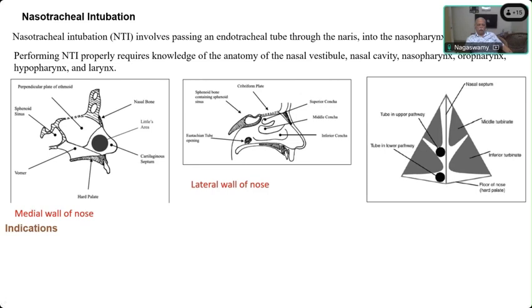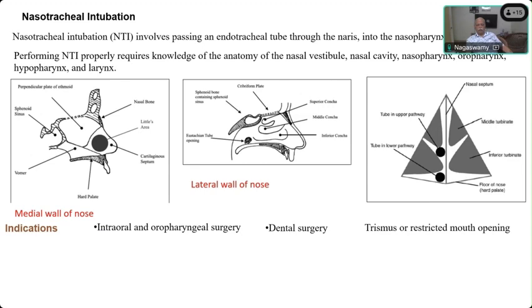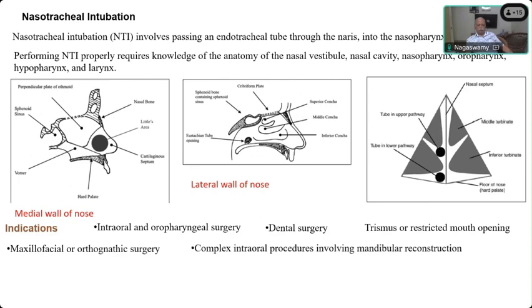Now, next thing immediately after knowing the small anatomy of this nose is the indications for the nasotracheal intubation. Okay, the first is any intraoral or oropharyngeal surgery like tonsillectomy or any palatoplasty or any tongue resection in cancer surgery or any dental procedures. All these things require a nasal intubation, or patients who have trismus or restricted mouth opening where you cannot open the mouth and pass the tube orally, or some maxillofacial or orthodontic surgeries, or complex intraoral procedures which involve mandibular reconstruction.